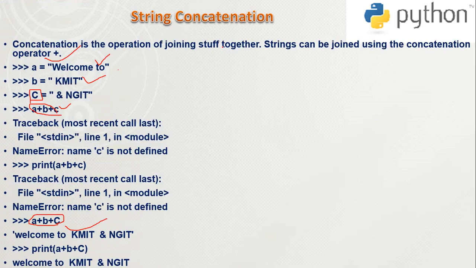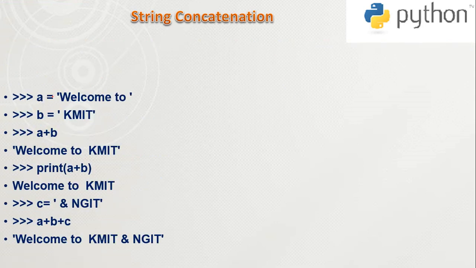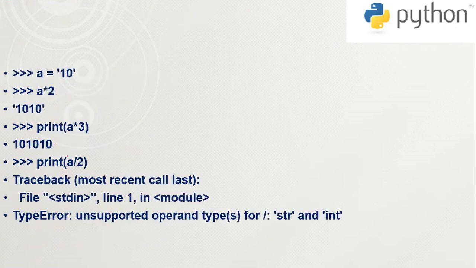Concatenation is the operation of joining things together. Strings can be joined using the concatenation operator, called the plus operator. So this string is concatenated. Now A is equal to 10, a string, and A * 2. We can't do this with numbers the same way; here it will be multiplied two times, so 1010, this is a concatenation. Two times, and A * 3 also works.